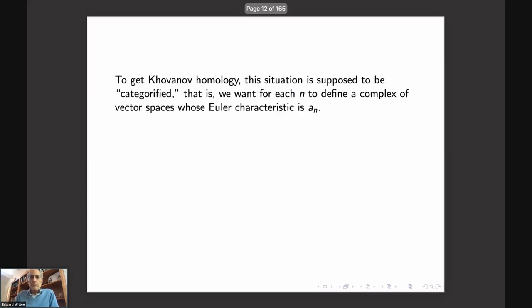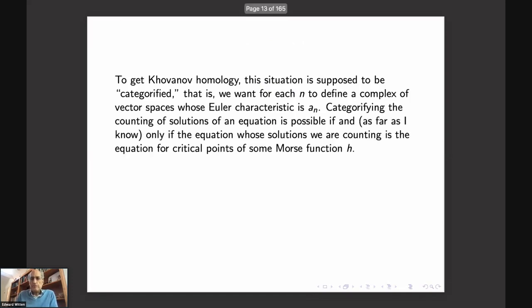Now, to get Khovanov homology, the situation should be categorified. That means for each N, we want a complex of vector spaces whose Euler characteristic is A sub N. Now, as far as I know, you can only categorify the counting of solutions of an equation if the equation is the equation for critical points of some Morse function. At any rate, that's what categorification is going to mean in this lecture.